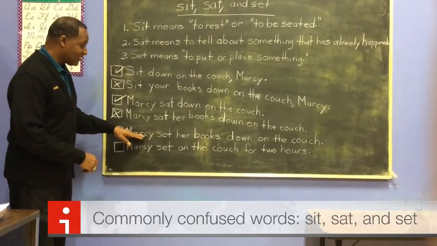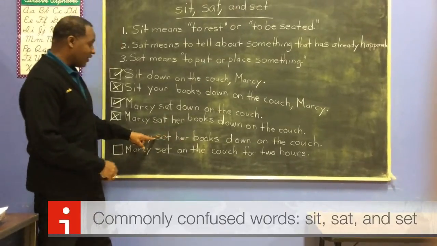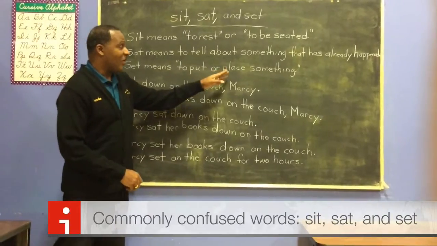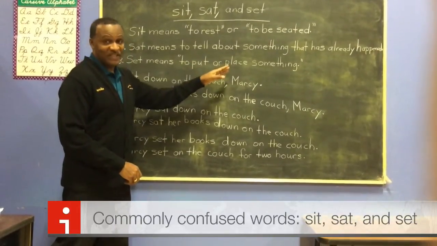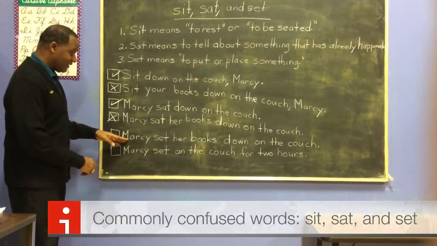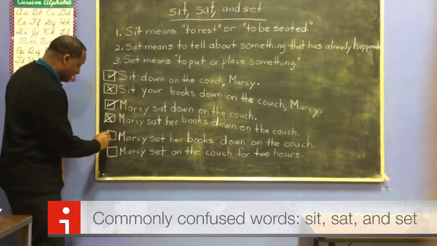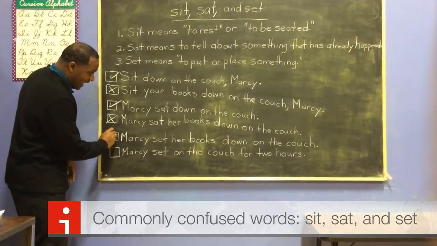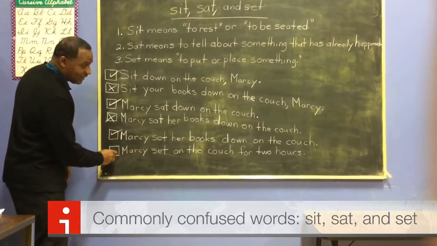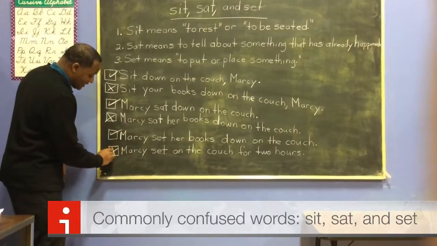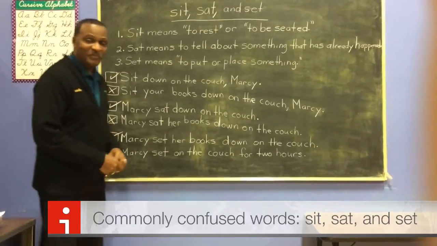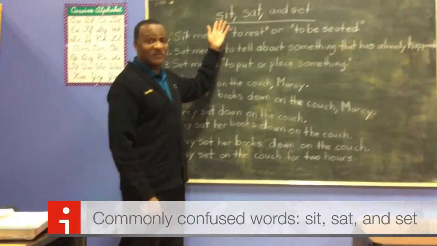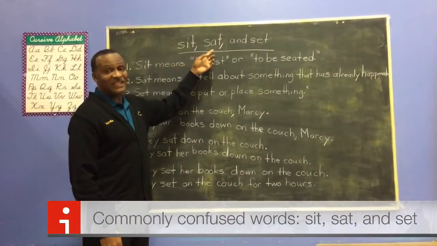This one here, set her books. The word set is used for an object, which means to place or to put something. So set her books down on the couch is correct, and sat down on the couch for 2 hours is incorrect. So I hope that this helps you in knowing the difference between the three commonly confused words sit, sat, and set.